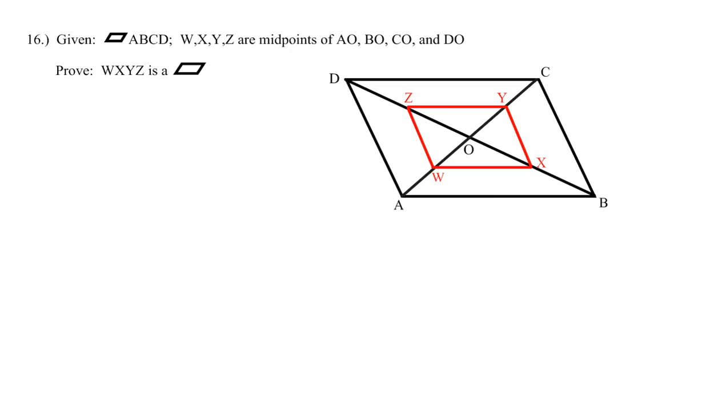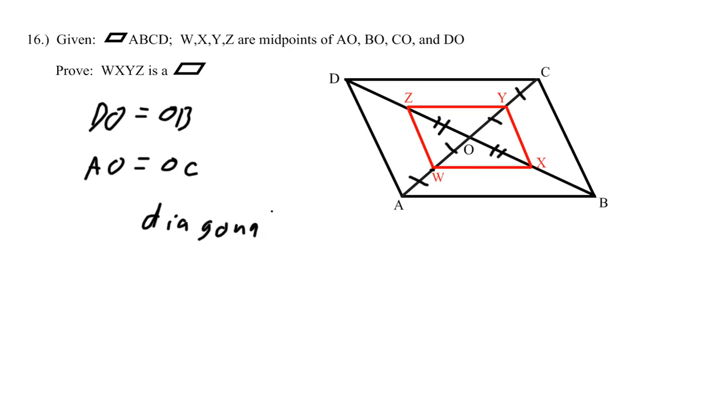Now 16. For 16, we're trying to prove that this WXYZ is a parallelogram, and we're told that ABCD is a parallelogram. Since it's a parallelogram, we know DO is equal to OB, and AO equals OC. Well, since that's true, and we're told that these are all midpoints, we know that since these two are equal, half of each of those are going to be equal. And since DO equals OB, half of each of those are equal. So now we're going to end up with a parallelogram by diagonals bisecting each other. And that's why that'll be a parallelogram.